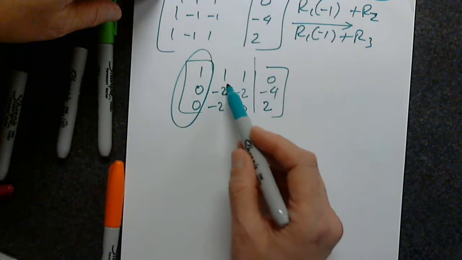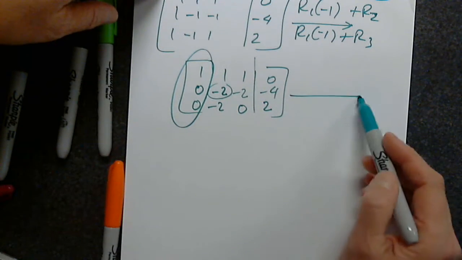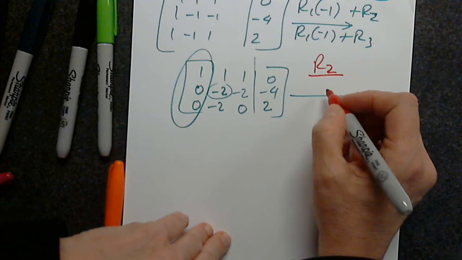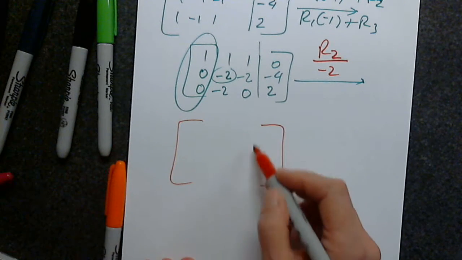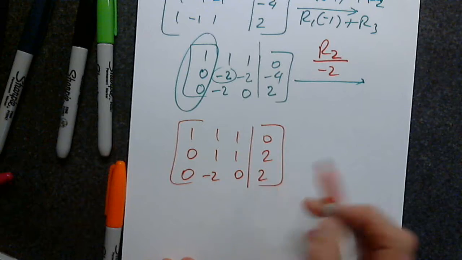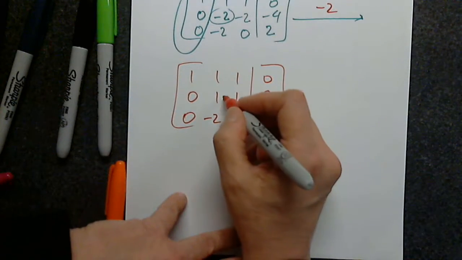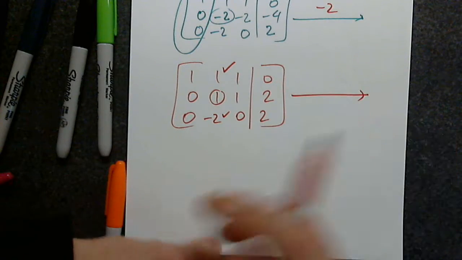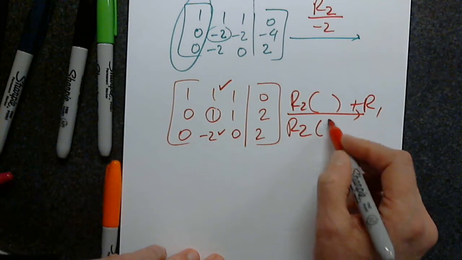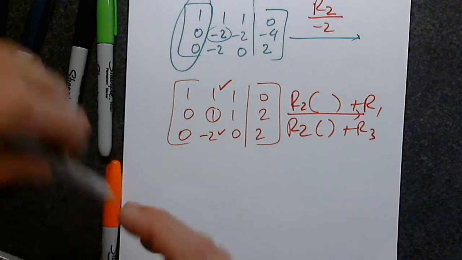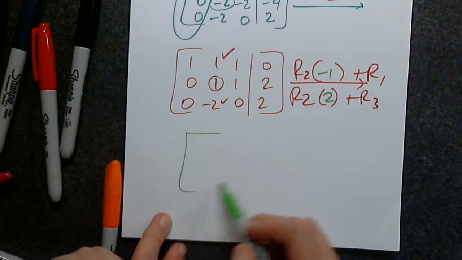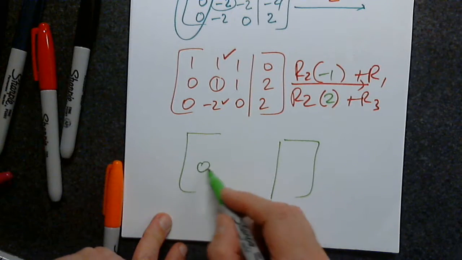So this is done. Now I'm working on this. What should I do to get the 1 in there? Divide row 2 by negative 2. Now I'm using this to get these over with. So now it must be row 2, twice for row 1 and for row 3, negative 1 and 2. Do you agree? Which row do I copy? 0, 1, 1, 2.